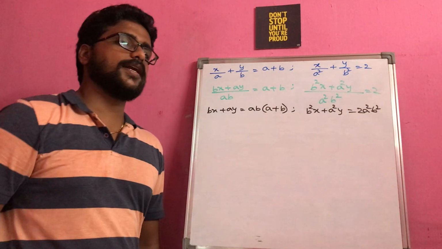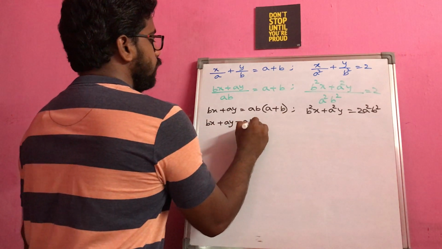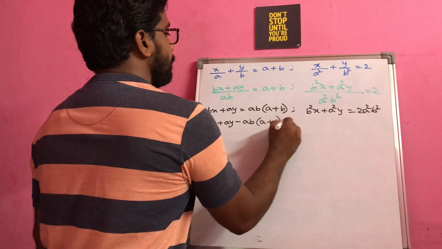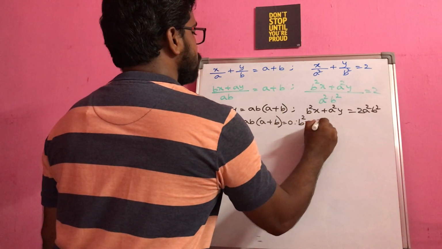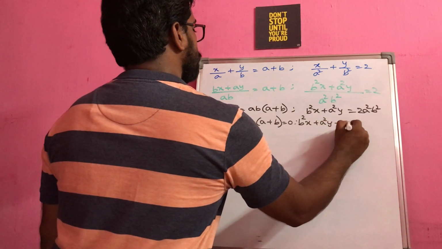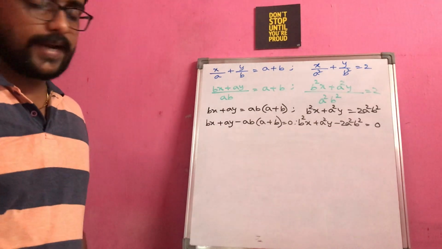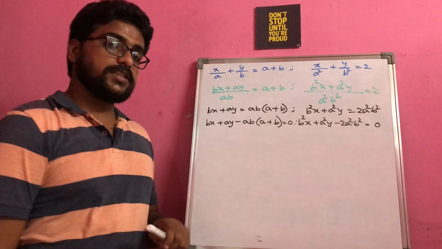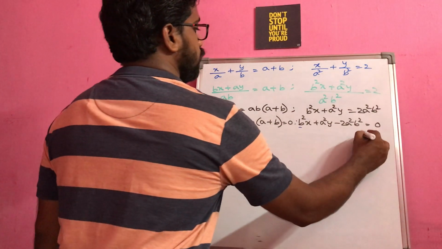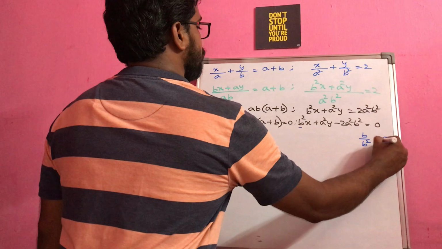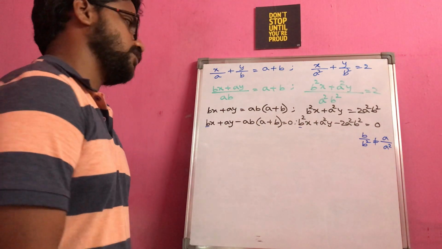Still this is not in the standard form, so I will bring everything to one side. bx plus ay minus ab of a plus b is equal to 0, and b square x plus a square y minus 2a square b square is equal to 0. We are getting it now in the standard form. So just check whether the coefficient ratios are equal or not. If you see b by b square and a by a square, obviously they are not equal, so you can go ahead with the cross multiplication formula.